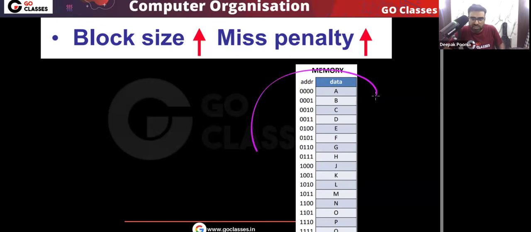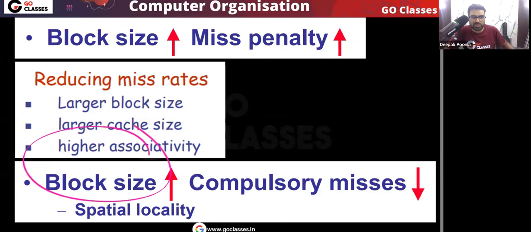So you can see if the block size is more, then this transfer from main memory to the cache memory will take more time. And if the block size is less, then this transfer from main memory to cache memory will take less time. So you can see this penalty that you will pay after the detection of a miss will be less if the block size is less. Okay, and if you increase the block size, then the miss penalty will also increase. Very simple point. But remember, if you increase the block size, then miss rate will decrease.